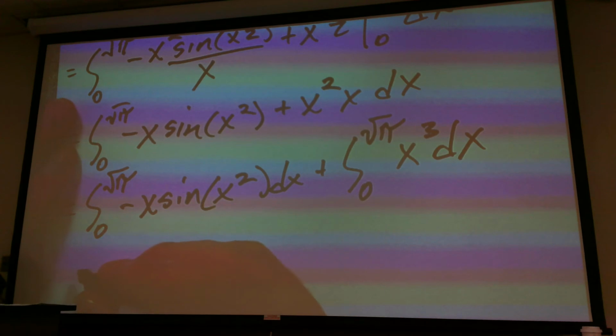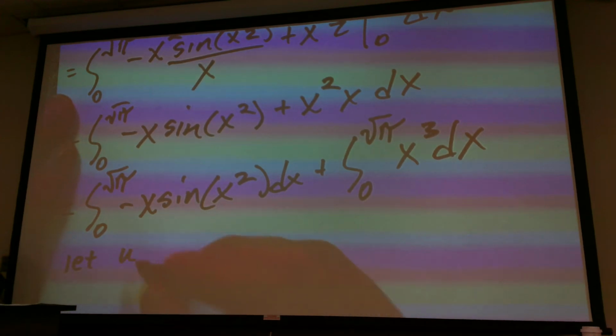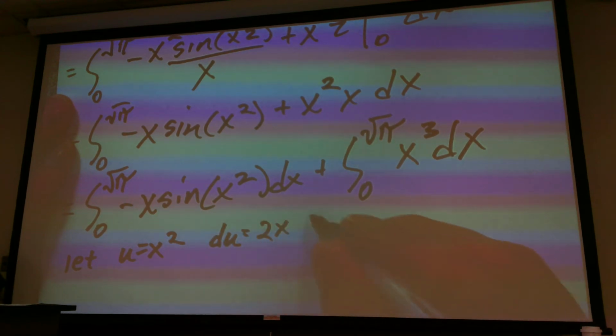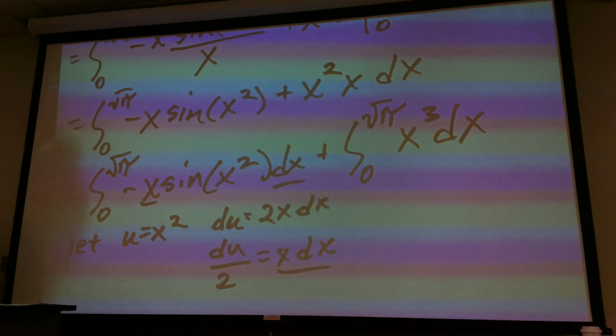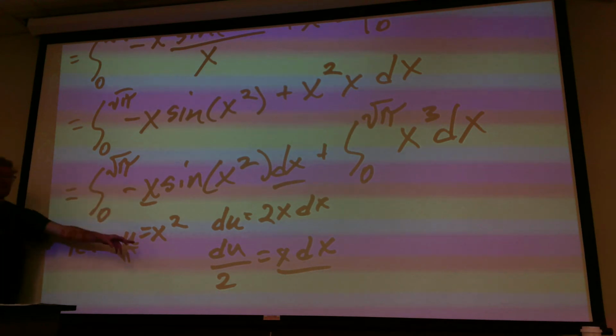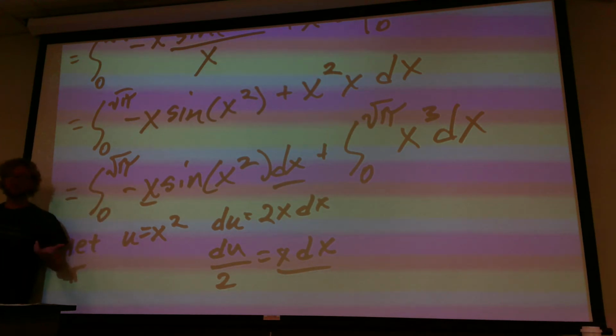And so I'm going to let u equal x squared, so that du equals 2x dx, or that du divided by 2 equals x dx. Now, remember from all the way back in Calculus 1, when you do u substitution, your boundaries have to change. So if I plug the square root of pi into this thing, I'm going to get the square root of pi squared, which is pi.